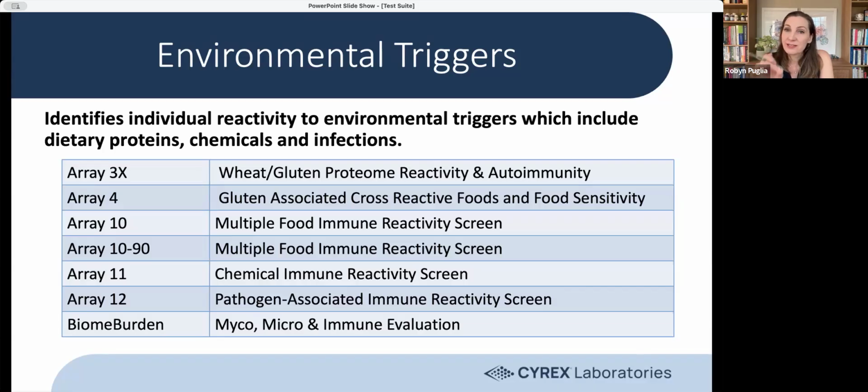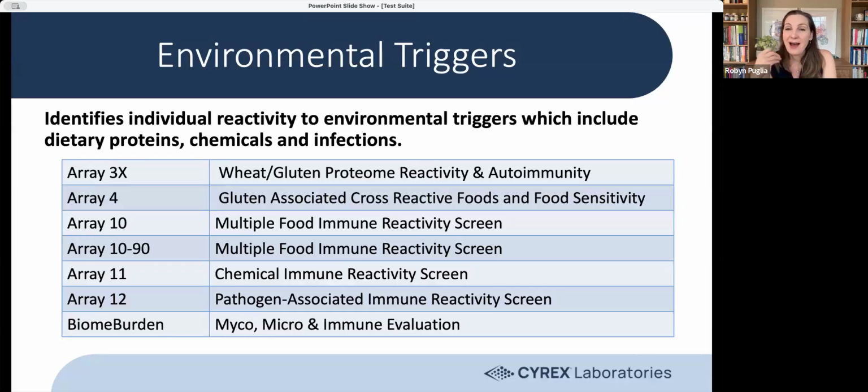We have Array11, which is a chemical immune reactivity panel, and Array12, which is a pathogen-associated immune reactivity panel, and it is the only comprehensive pathogen panel that I know of that really looks at all of the different types of microbes, bacteria, yeasts, molds, oral pathogens, gut pathogens, airway pathogens in one place. And so it's very comprehensive, and all of the pathogens that are directly associated with autoimmune disease, or most strongly associated with autoimmune disease.